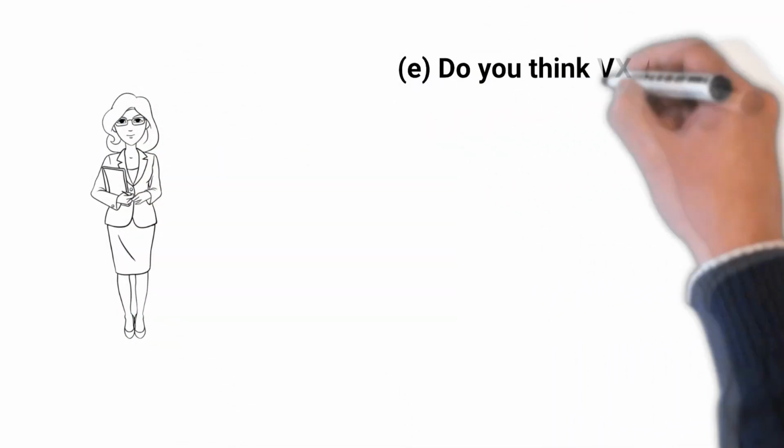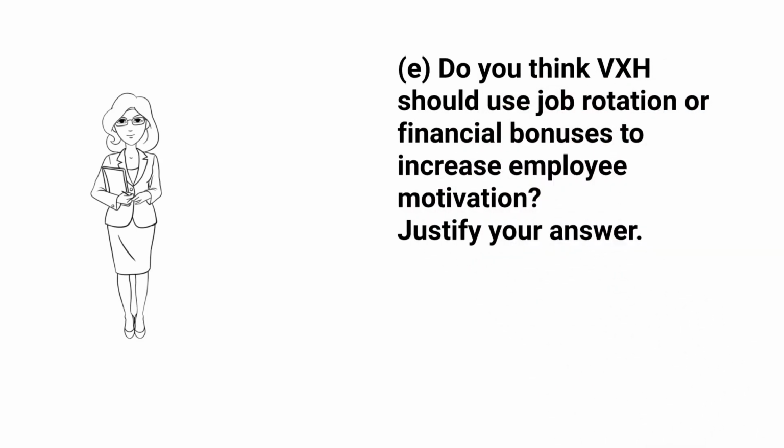Finally, for today, do you think VXH should use job rotation or financial bonuses to increase employee motivation? Justify your answer. Remember, you have to give your opinion on this. The possible answers are as follows. Prevents workers from becoming bored doing the same task repeatedly, which could increase output. VXH need to provide training to the 80 employees, which increases cost. It helps improve flexibility as workers can switch if someone is absent. Workers may not be good at the new tasks, so productivity decreases. And, of course, whether they should do job rotation or not, and why.